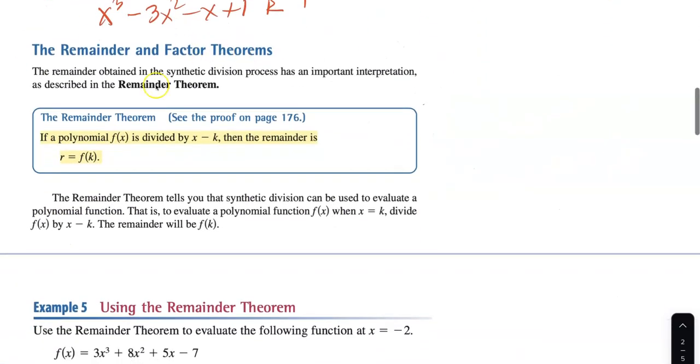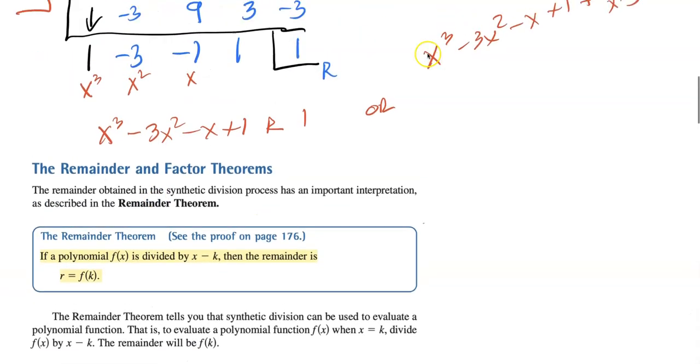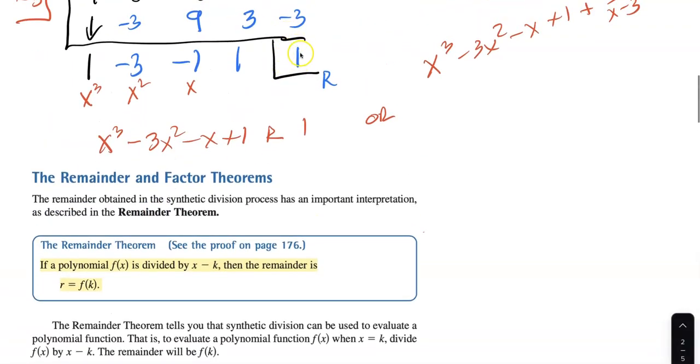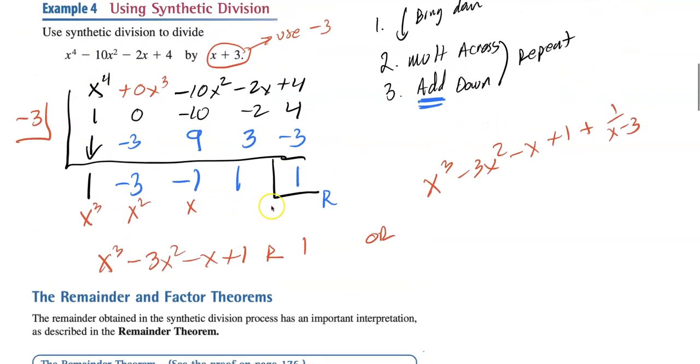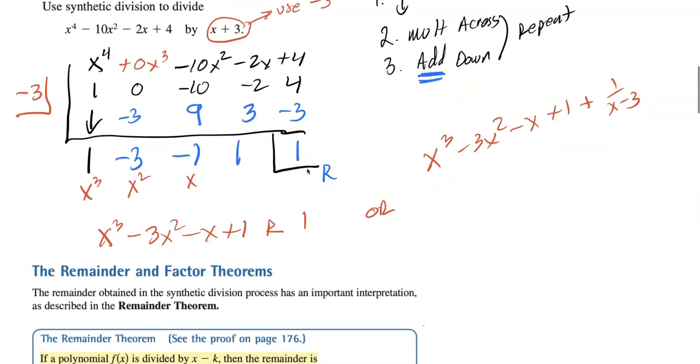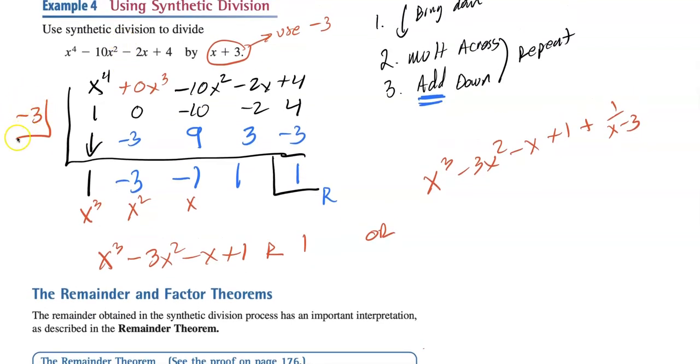The remainder theorem just says that if you just wanted the remainder, there's a shortcut to find it. This is already a shortcut, but there's an even faster way to get the remainder, if that's all you cared about. Instead of doing synthetic division with the negative 3, you just plug it into the function. That's the remainder theorem.